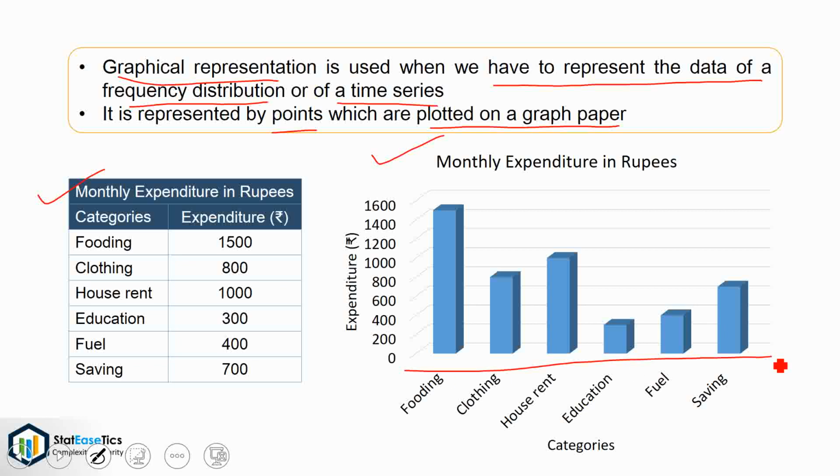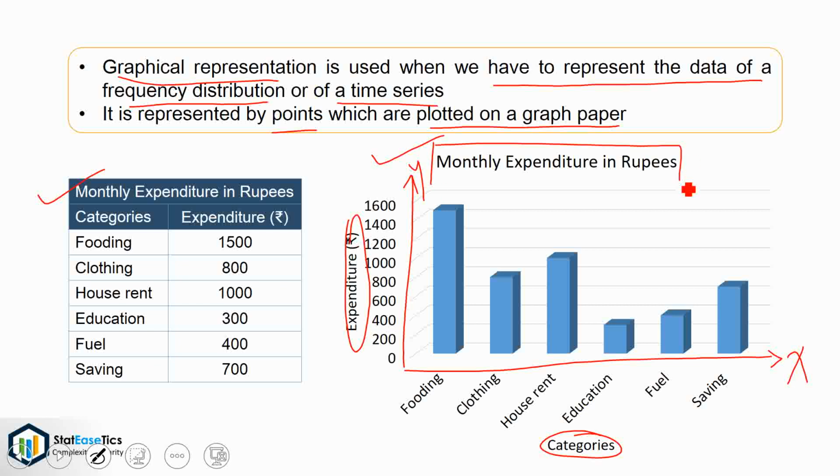The horizontal line in the graph indicates x-axis. The vertical line in the graph indicates y-axis. Here, categories indicates the x-axis label and expenditure in rupees indicates the y-axis label. The monthly expenditure in rupees is called the title of the chart. Thus, the graph makes the boring tabular data catchy, attractive, easy to understand and compare.